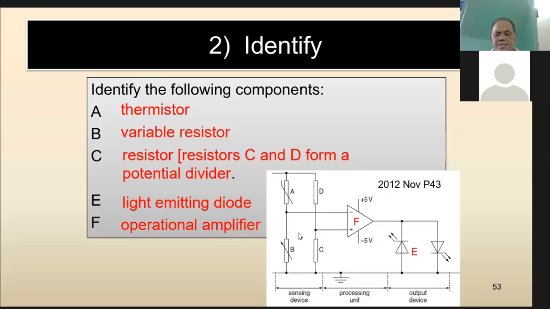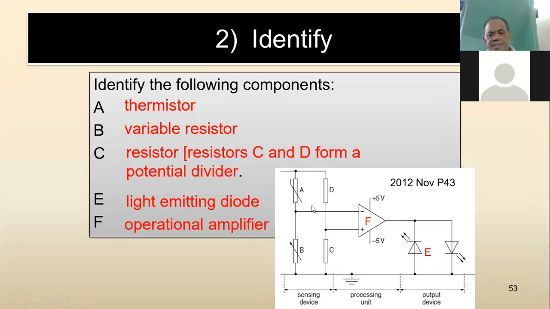That's where the user is. Monitoring the temperature of a refrigerator. So that is your thermistor, right? This one, potential divider. So the change here will affect the potential across here, and it is fed back to the operational amplifier.